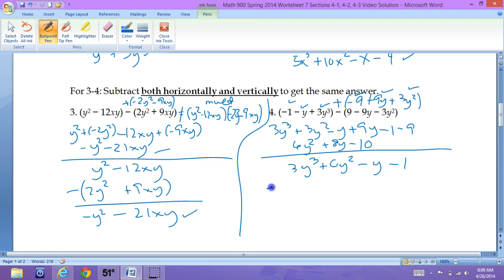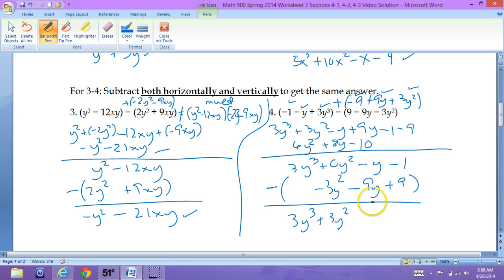And now we're going to subtract 9 minus 9y and minus 3y squared. And there's no y cubed here, so it's just 3y cubed. But now we have to say 0y squared minus a negative 3y squared is plus 3y squared. And now we're in the third column here with the y's. Minus y minus a negative 9y is the same thing as minus y plus 9y. Minus 1 minus a positive 9 is minus 1 minus 9, which is minus 10.